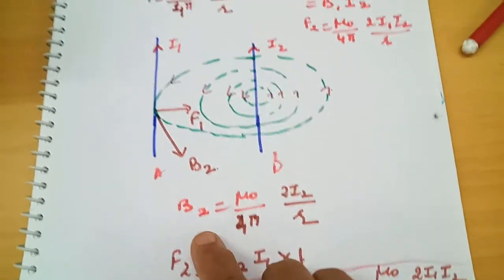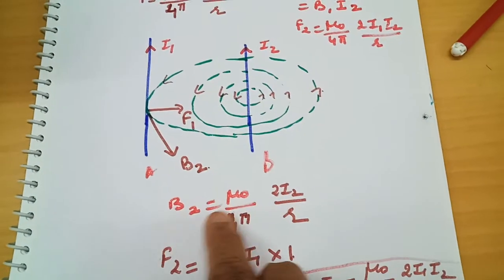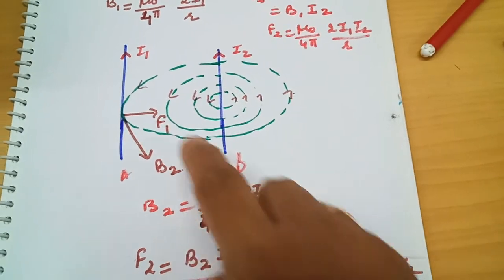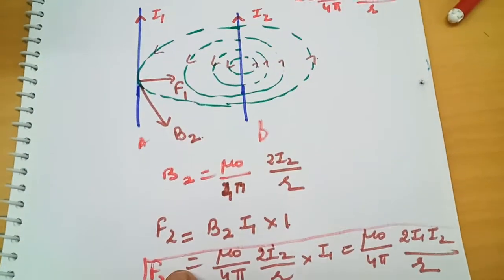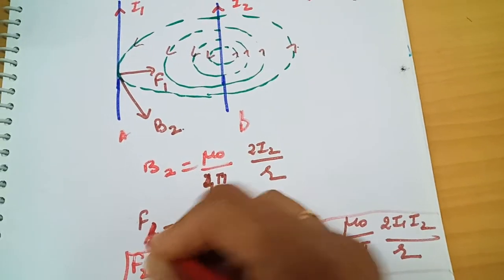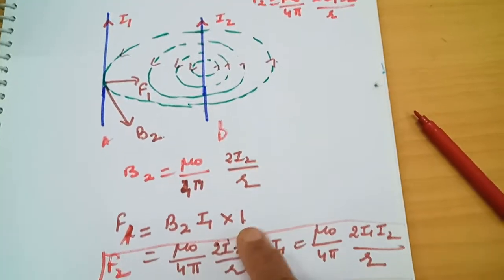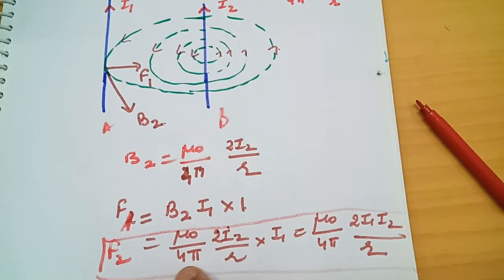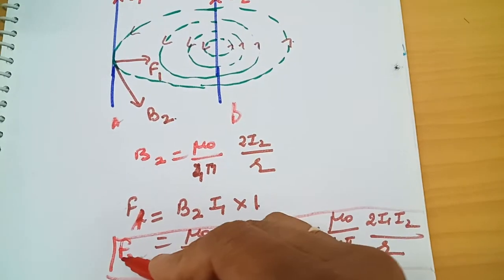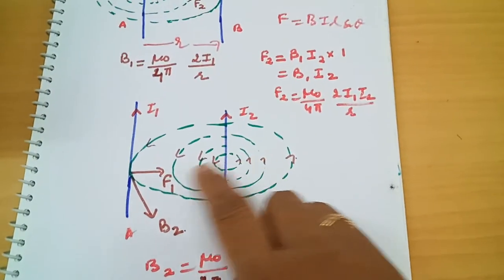Similarly, B2 is the magnetic field developed at this point due to the current flowing in this conductor. The same formula, but here you will take I2. Now the force on conductor A, that is F1, will be B2 and the current flowing in this conductor, I1, multiplied by length, and you will get the same expression for F1 also. So F1 equals F2, and the nature of the force is attractive.